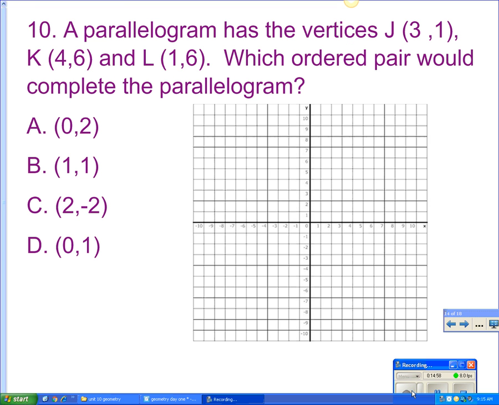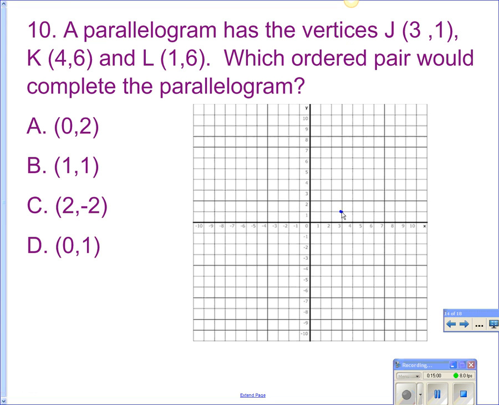All right, so 3, 1, over 3, up 1, 4, 6, 1, 2, 3, 4, 1, 2, 3, 4, 5, 6, and 1, 6, 1, 2, 3, 4, 5, 6. All right, do not connect those 3 dots and make a triangle. That's not what the question says. The question says it has to be a what?